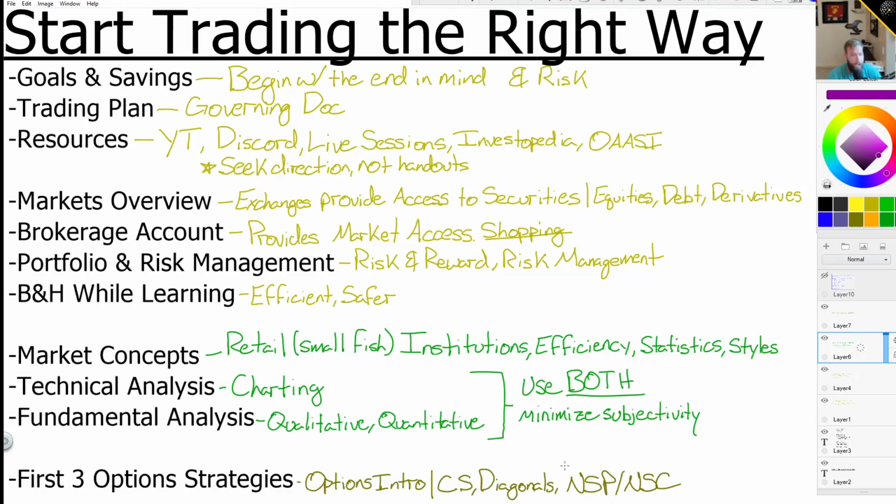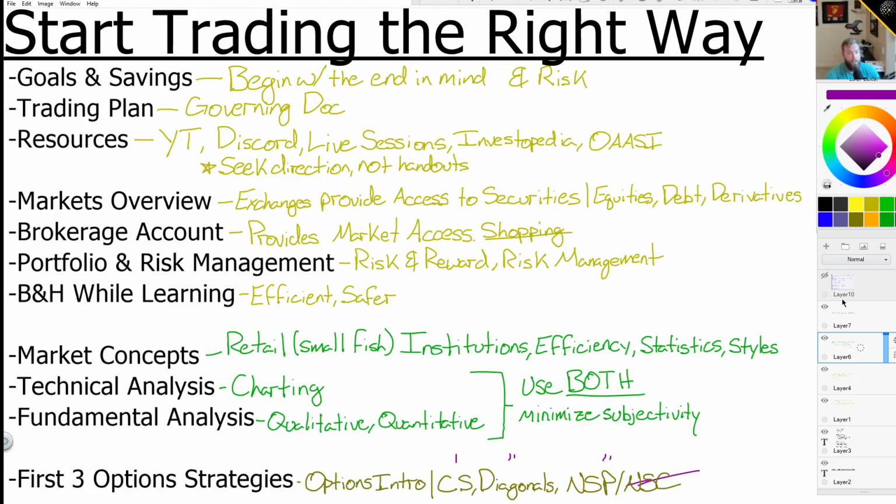More importantly, I want to give, again, specific direction on where I would start. The very first thing is the covered strangle. The second thing is diagonals. The third thing is the naked short put. I do think naked short calls should be added shortly thereafter, but not early on. Again, just my general opinion. So as you would probably expect, I have videos in the description for all 3 of these, providing you an overview of what they are, how I use them specifically, what to look for, how to scan for them, everything.